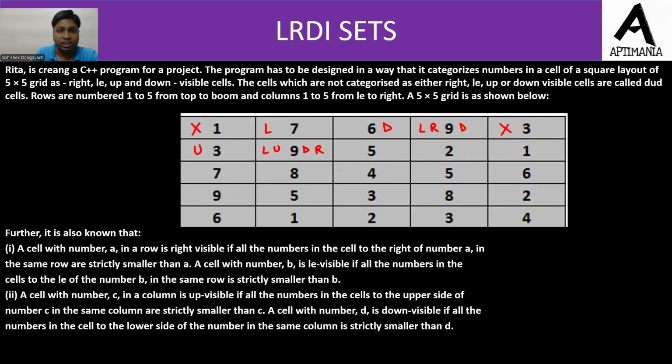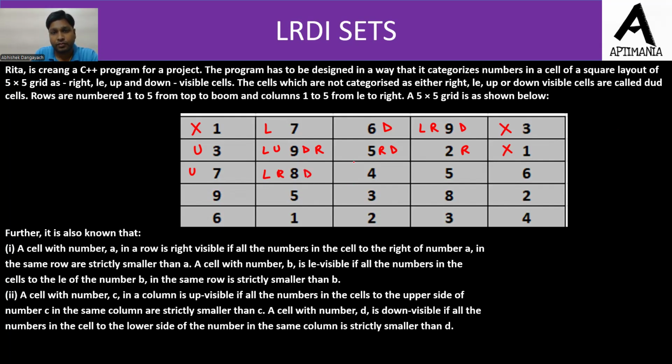Now we check for 5. This 5 is not left visible because we have 9. It is not up visible because we have 6. It is definitely right visible because both the numbers to the right of 5, which are 2 and 1, are smaller than 5, and it is definitely down visible also. Now this 2 is only right visible, none other. This one is none. Now this 7 is definitely up visible, it is not left visible, is not applicable. Right visible is not because we have 8 over there, and not down visible as well because we have 9 over here. So this is only an up visible cell. Then cell number 8 is left visible. It is not up visible because we have 9. It is definitely right visible and it is down visible as well.